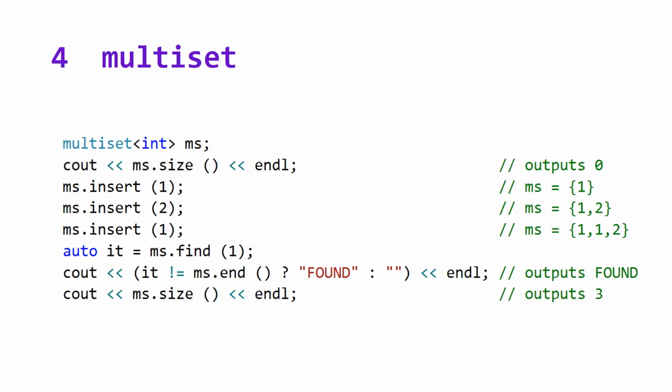Taking a look at our code example, we declare our multiset of integers. At this point, its size is 0. We then insert the values 1, 2, and 1. At this point, our multiset contains all of those values, including the duplicates in sorted order. We then make a call to find, looking for the value 1. If 1 exists in our multiset, find will return an iterator pointing to that element. Otherwise, find will return an iterator pointing to the past the end element. Because 1 does exist in our multiset, our second last line outputs found, and on our final line, the size method will return 3.